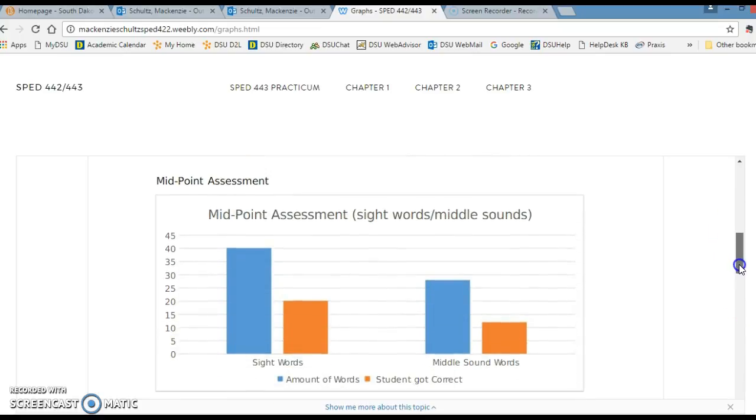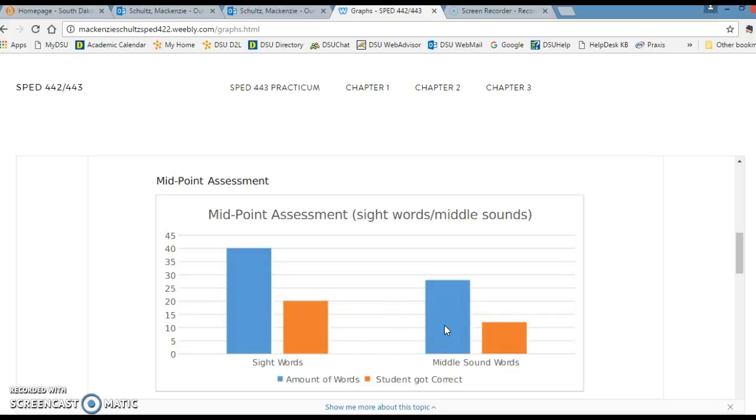Come down here, I tested at midpoint, so about after lesson 3 I tested him again. And so 40 words again. He still only knew 20 sight words, but we are starting to acknowledge the different sight words and trying to sound them out a little bit better than we were before. So we're making progress, even though numbers don't show that.